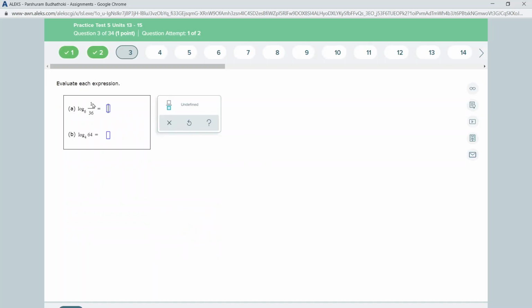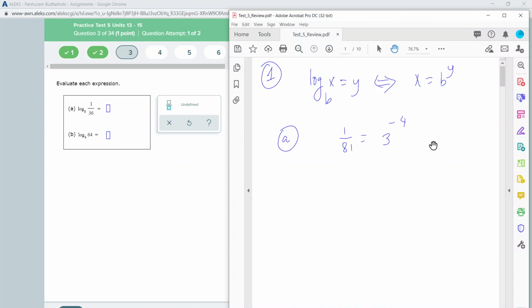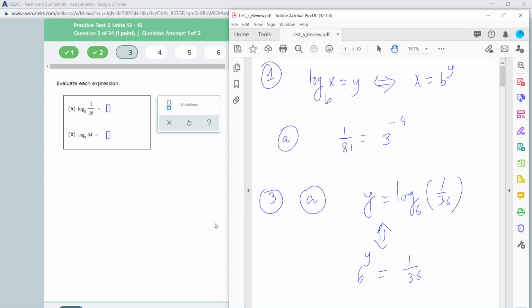So log base 6 of 1 over 36 is equal to what? There are properties of log you can use, or you can change this into exponential form to find out this value. How do you do that? This is problem 3. Let's say you want to find the value of y, which is log base 6 of 1 over 36. I can change this to exponential form, which would be 6 to the power y equal 1 over 36, because 6 is the base and y goes on the exponent.